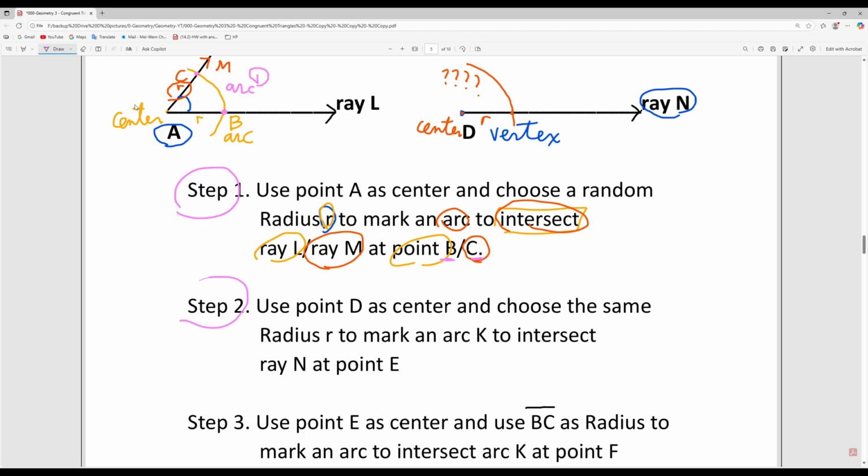And step 2, use this point D and use the same radius. So you draw another arc. And this arc, we call the arc K. We call the arc K, and intersect ray N at the point E. So we call this point E. So right now you have D and E. But where is F?